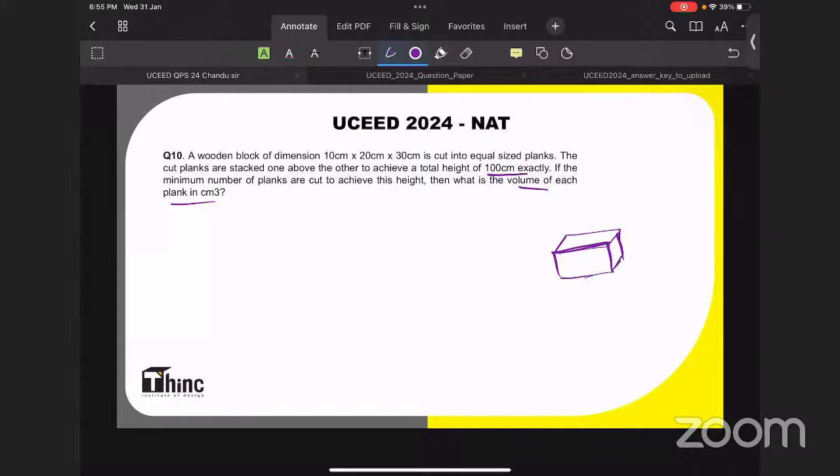So this is the plank with us. This side is 30, this side is 10, and this side could be 20. Okay, this is the plank with us. So we need to cut. Actually, we want it 100. Okay, so 100, I will have a 30. 30, 30, 30, 10. With 4 planks, I can make it 100.